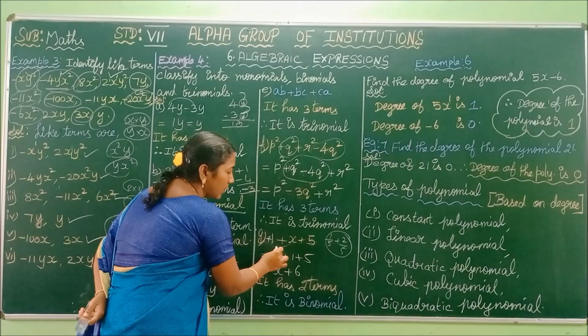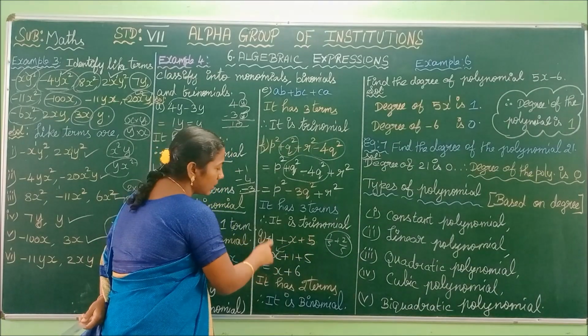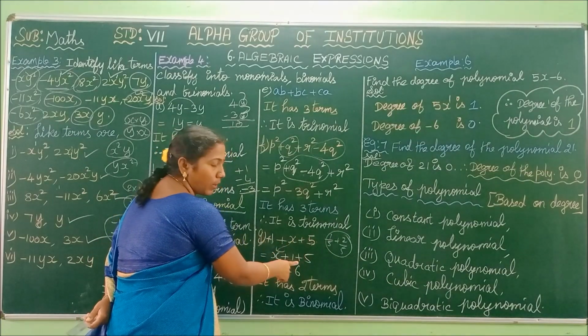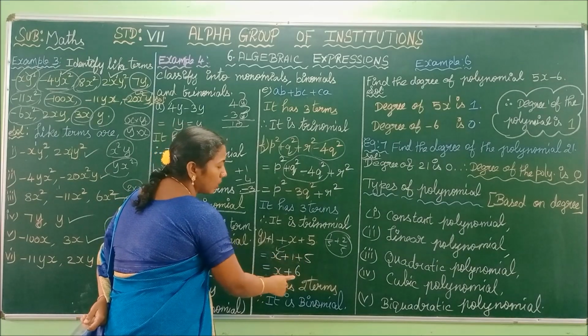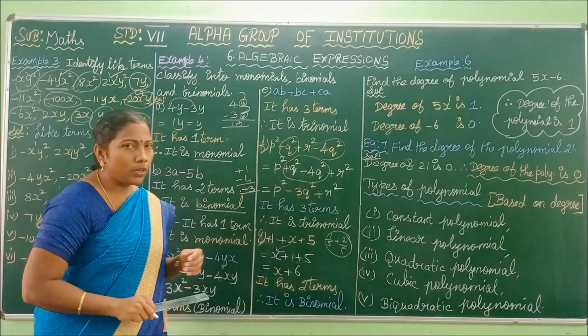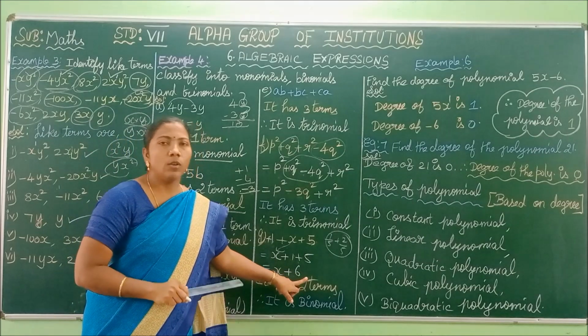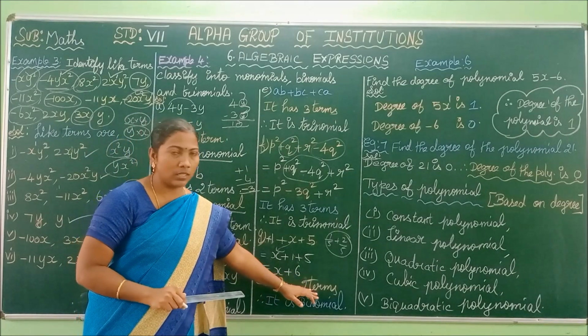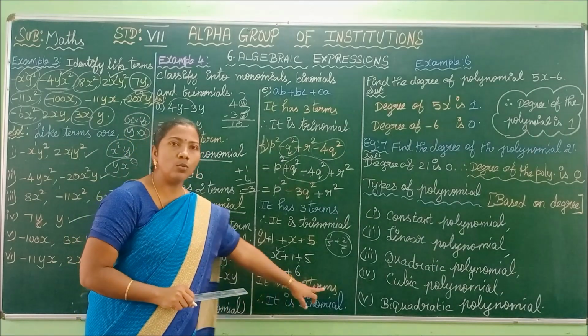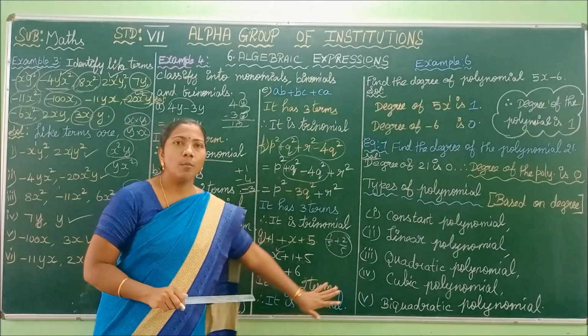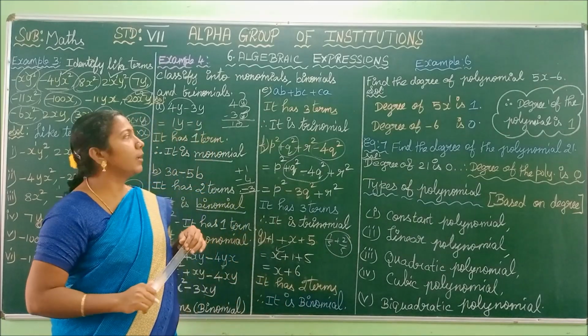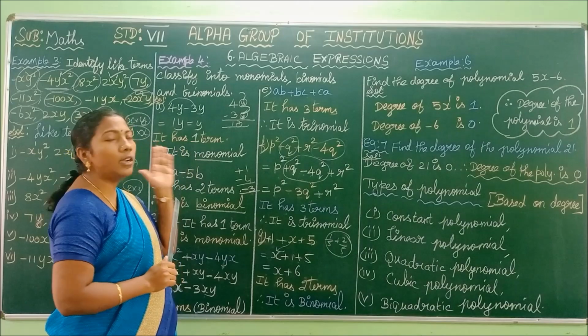So write first the variable x, plus 1 plus 5. So x plus 5 plus 1, 6. Thus the given polynomial has 2 terms. What are they? x and 6. So you have to write it has 2 terms. Therefore it is a binomial. I hope you all understand the monomial, binomial and trinomial.